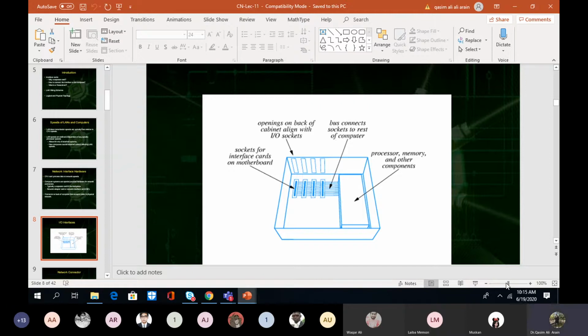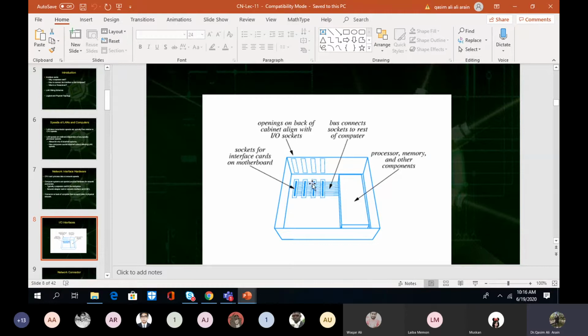Okay, so you may see, this first arrow is the socket for interface cards on a motherboard. I mean, everybody has seen this sort of structure of a desktop computer. I think being a software engineer, everybody is familiar with the internal structure of a CPU. Okay, opening on the back of the cabinet aligns with the IO sockets. On the back end you have openings from where your interface opens. These are the slots where your interface card will be fitted, and its ports on the back end will be accessible for connectivity. Okay, a bus connects sockets to the rest of the computer.